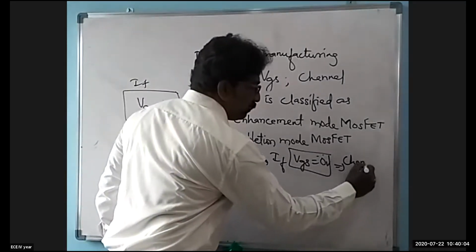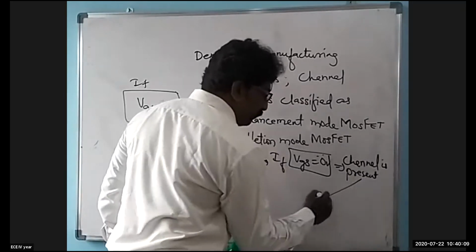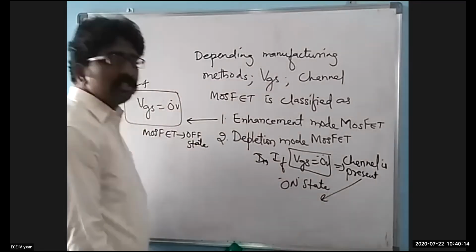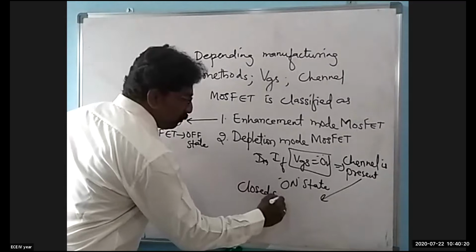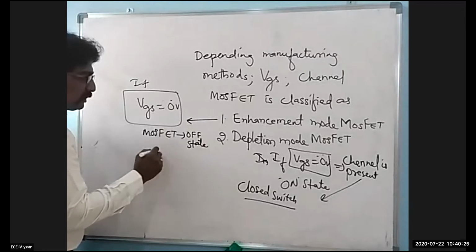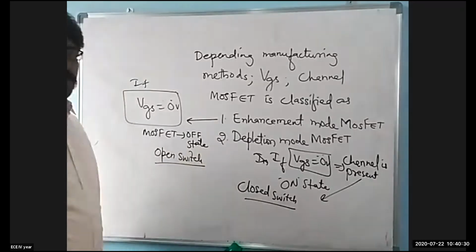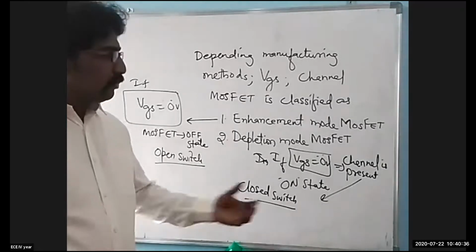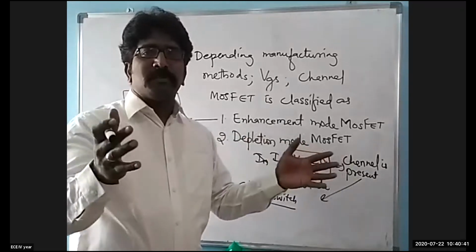Channel is present. Therefore, it is in the on state. Since it is in the on state, I can call it a closed switch. Depletion mode MOSFETs are called a closed switch, and enhancement mode MOSFETs are called a normally open switch. Why is it a closed switch? Because a channel is present between the source and drain. The path between the source and drain is closed.